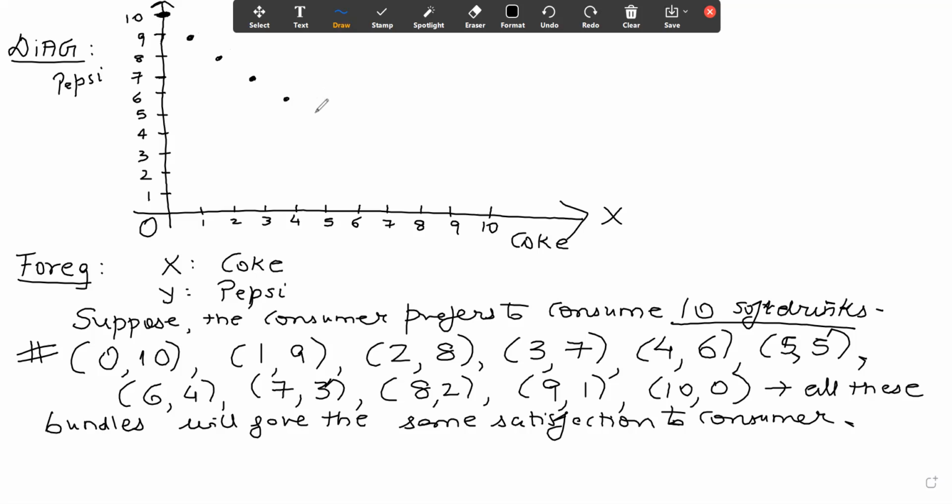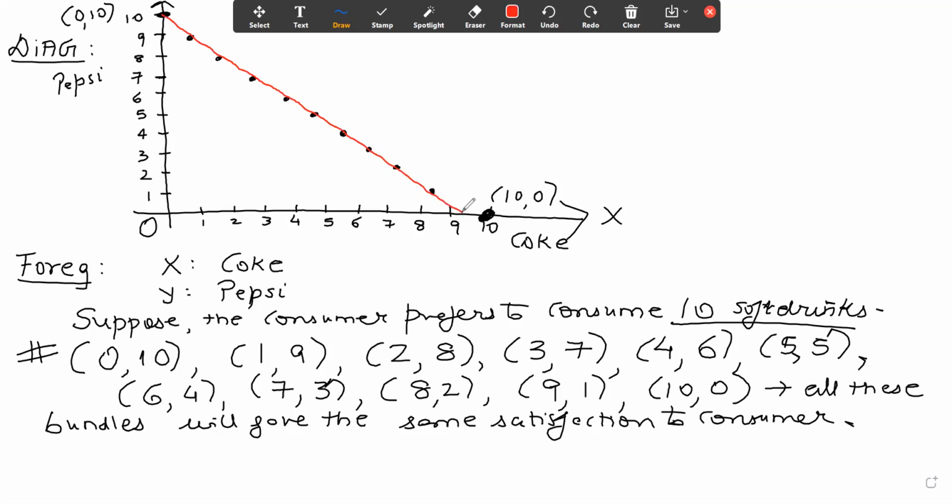This is 5, 5. This is 6, 4. This is 7, 3. This is 8, 2. This is 9, 1. And this is 10, 0. Okay, this point is 0, 10, and this particular point is 10, 0. Now, if I join all these points, what am I getting? You can clearly see my indifference curve is nothing but a straight line.